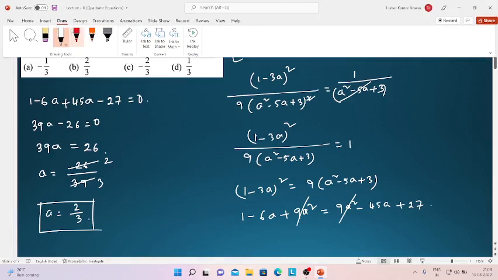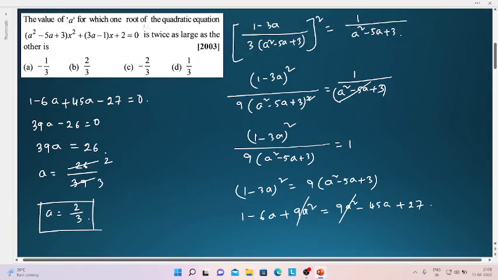Since the roots of the quadratic equation, one is twice as large as the other, we took the roots as alpha and 2 alpha, and after that we applied the relation between roots and coefficients. By this formula, after some calculations, we got the value of a, which is 2 by 3. So option B is the correct option. So you can understand what the solution would look like, right? So let's move to the next question.